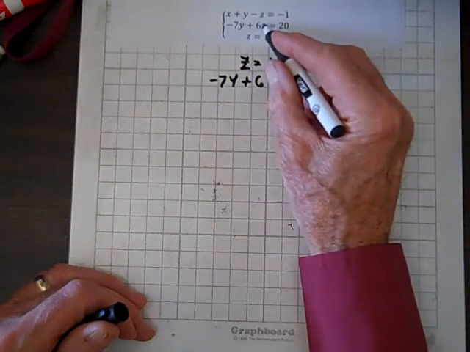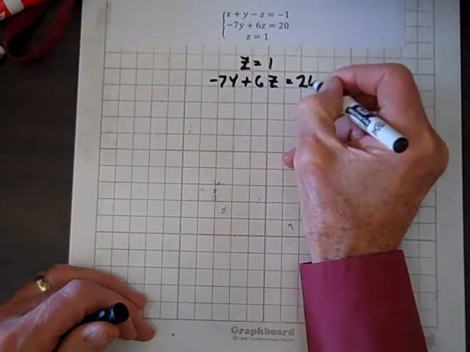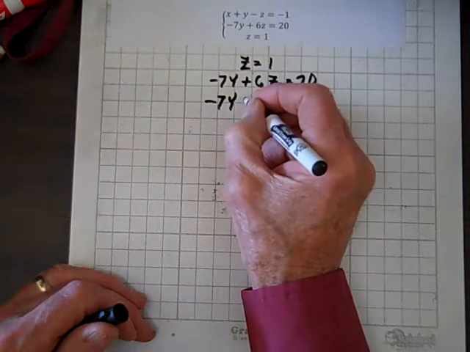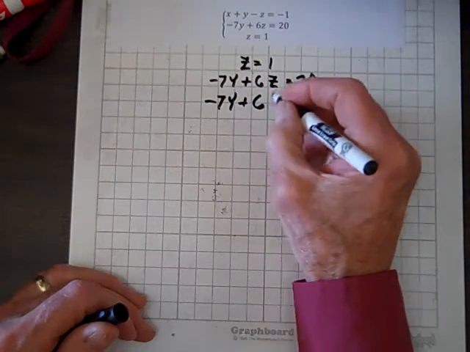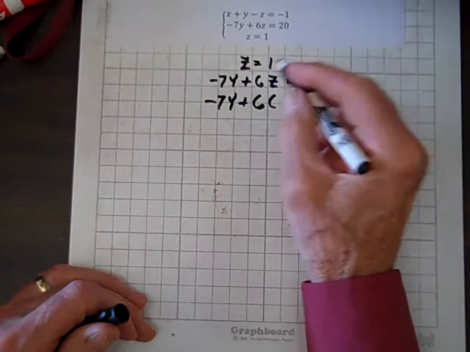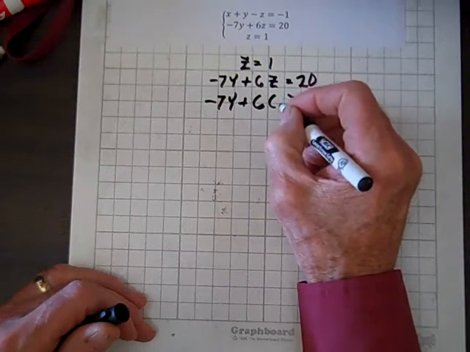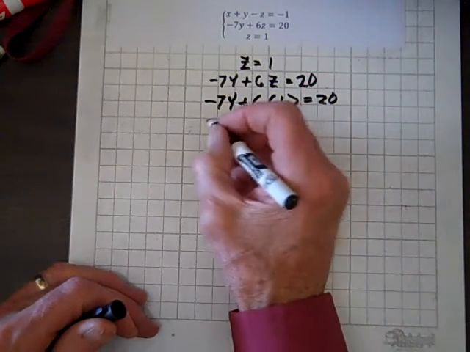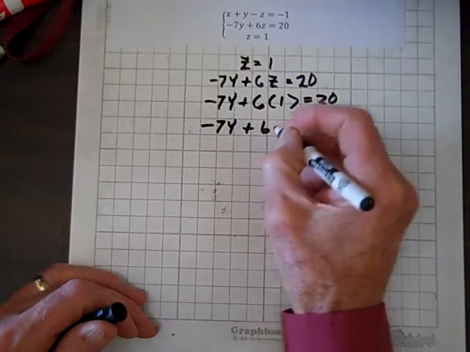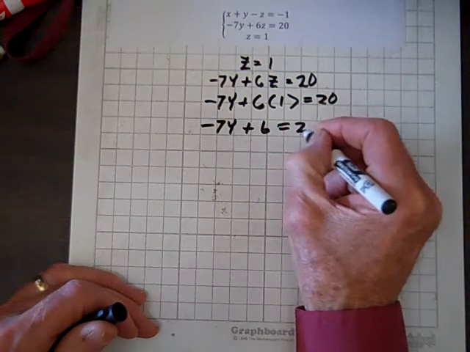Now we'll work our way up to the next equation where we have minus 7y plus 6z equals 20. Now I'm going to replace that z with a pair of parentheses and equals 20, and inside the parentheses I'll put the value of z, which is 1. So now we have negative 7y plus 6, because 6 times 1 is 6, equals 20.